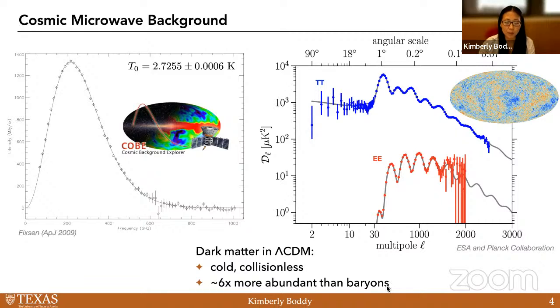So it's 6 times more abundant than baryons. And by baryons, what I mean are the protons, the helium in the universe, and we also have electrons. Electrons are not baryons, but we just lump them into what we call the overall baryon fluid. So this dark matter is really important in terms of forming the gravitational structures that allow baryons and photons to move.